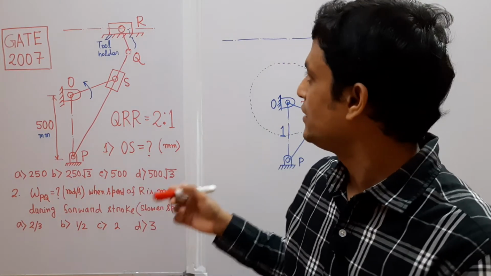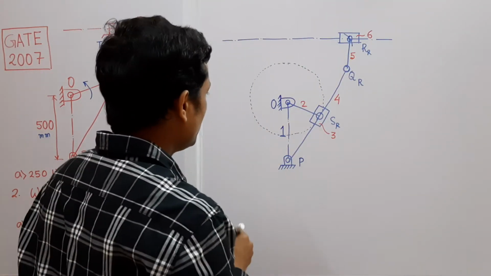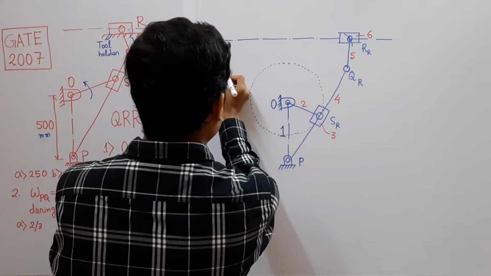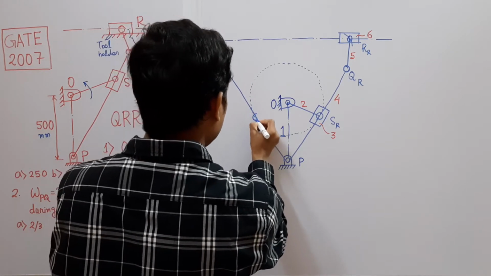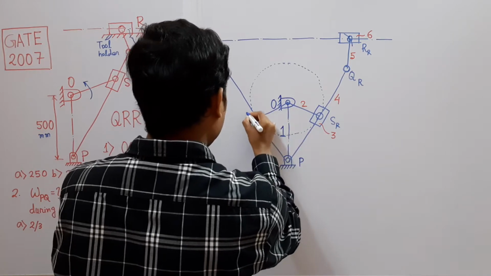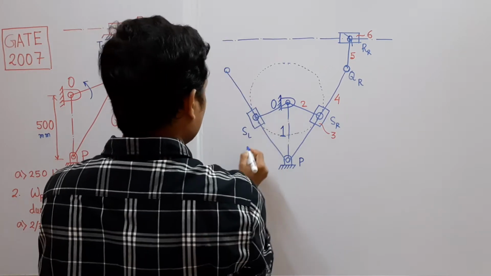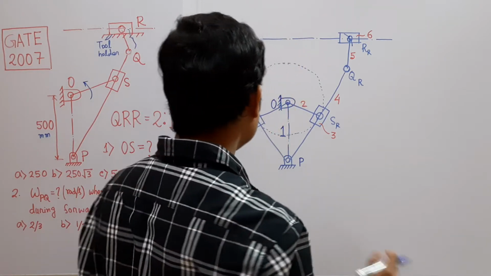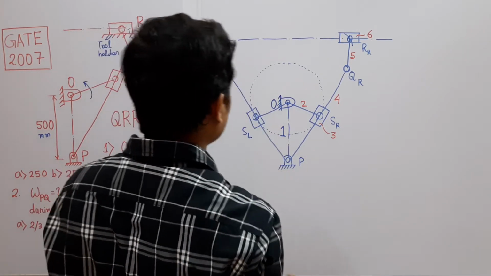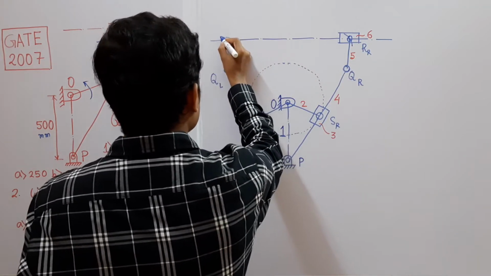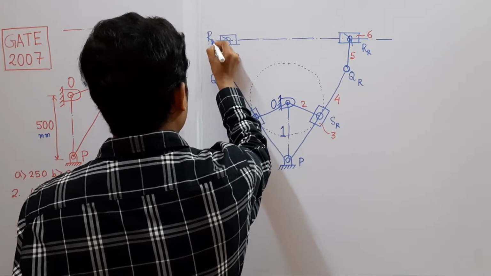Now you can easily locate the extreme left position of this slider or tool holder by the same process. We will draw a tangent to this circle from point P. So this is point SL. Suffix L represents the extreme left position. This is QL, and from here we will draw another arc of link number 5, which intersects the axis of the slider here, and this point is RL. So this is RL.